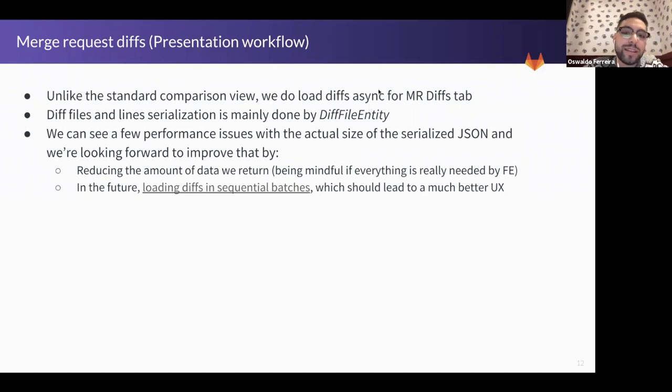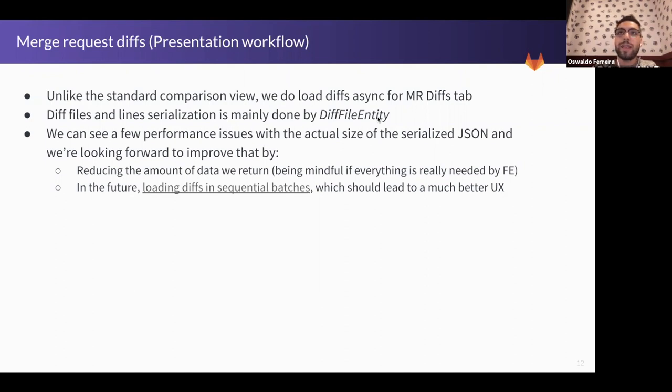So the presentation workflow, unlike the standard comparison view, we load those as async and we use the diff file entity and basically JSON. And if you think about the size that the diffs can get, we started seeing that a few diffs were getting way too big. So the actual JSON, after processing everything and trying to load, we started seeing a few diffs that have 8 megabytes. More than that sometimes.